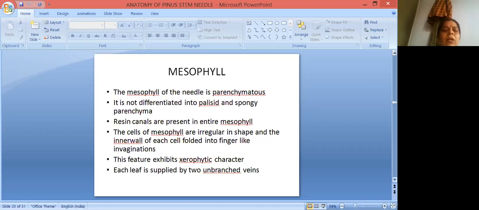And a few resin canals are present in the mesophyll adjoining the hypodermis. Their number is variable, but generally they are 2 in number.